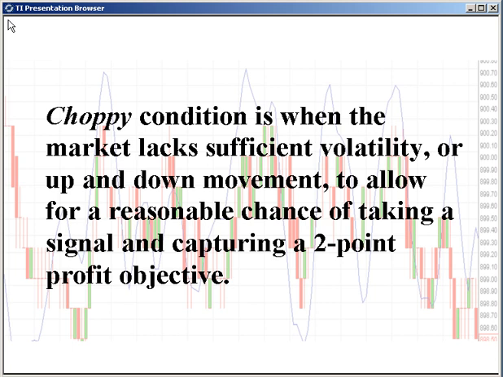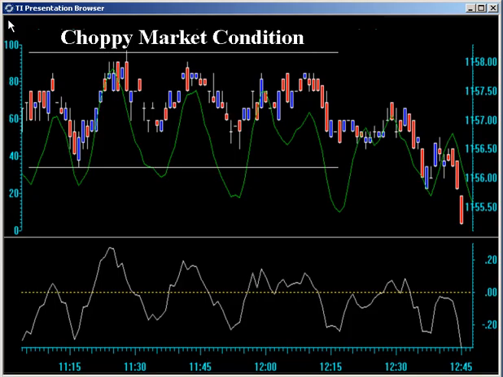In previous lessons, we've touched on this. So let's go to a chart and go over completely exactly what we mean by choppy market condition. First, let's identify the sell signal that occurs on this chart at about 11:46 on our timeline.